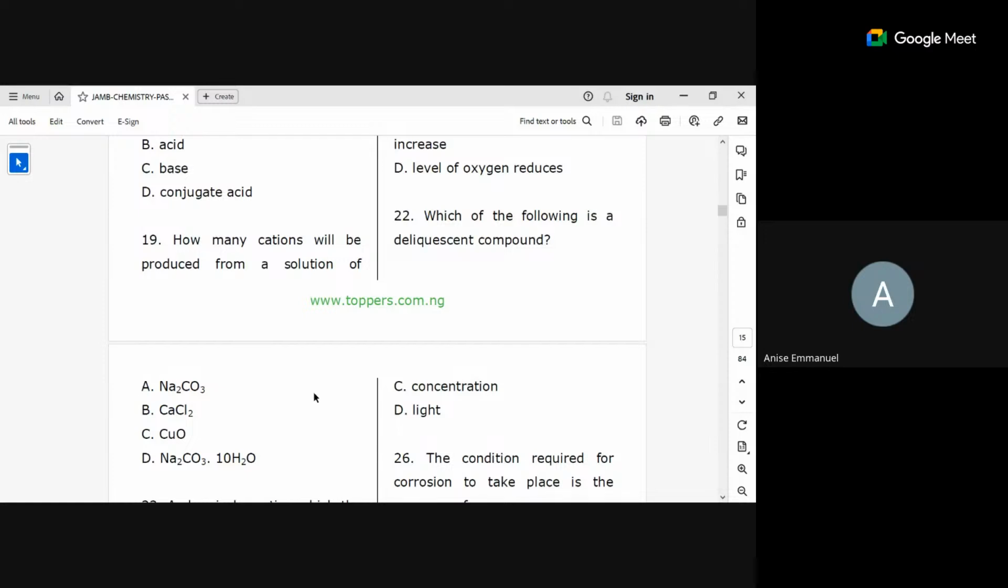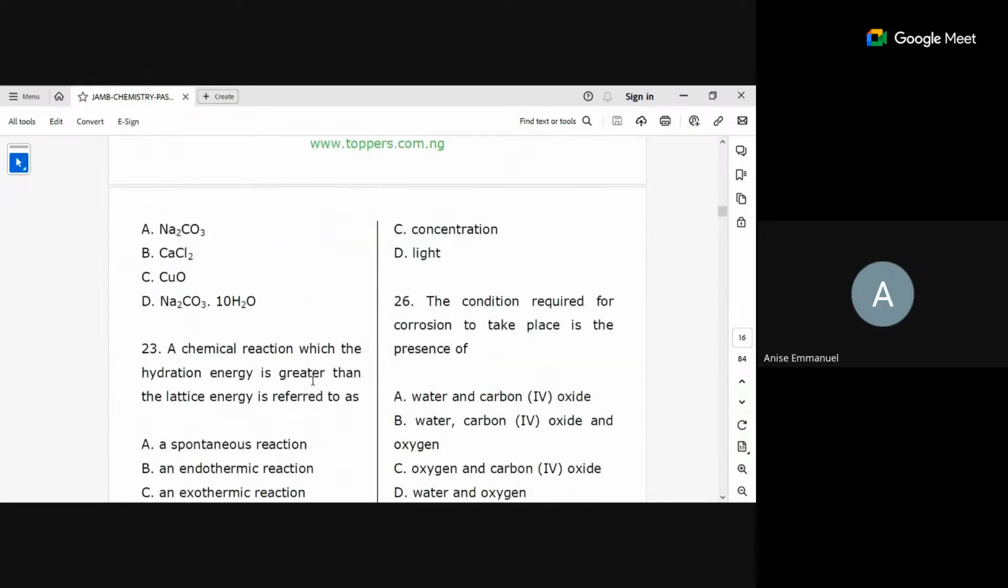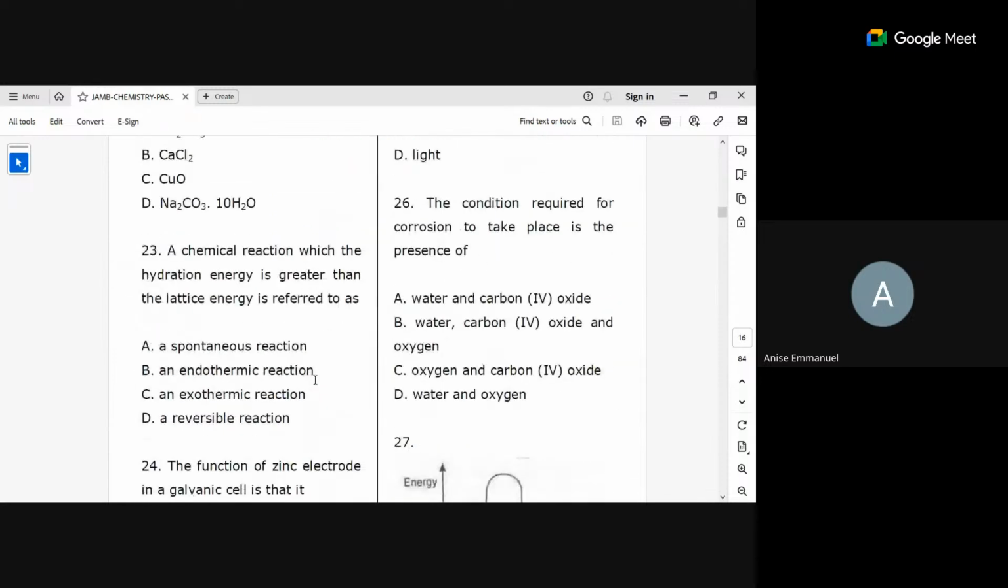Another example of deliquescent substances: we have iron(III) chloride, magnesium chloride, copper(II) tetrahydrate. They are deliquescent substances or compounds. So which of the following is this deliquescent compound? We have calcium chloride. Magnesium chloride is also there. Number 23. Our time is fast spent.